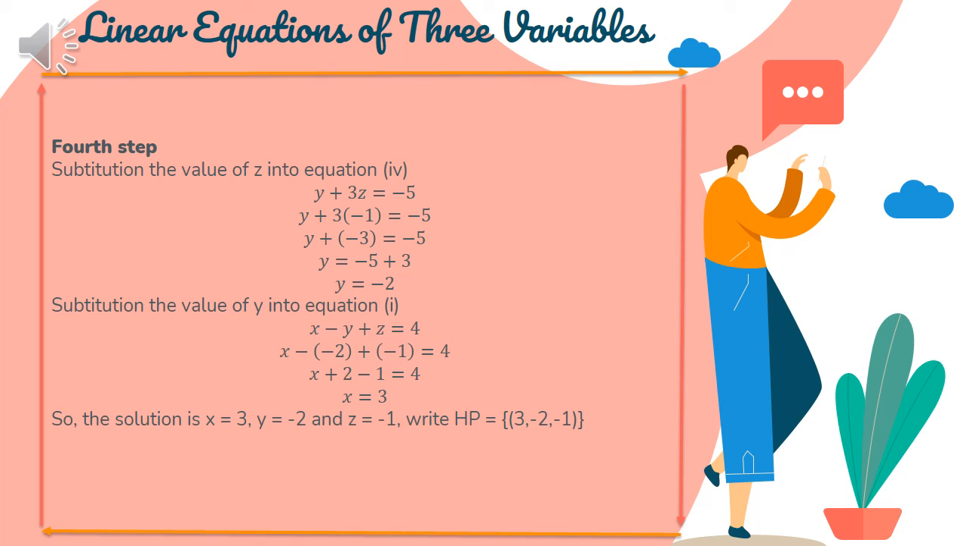Substitute the value of y into the first equation. x minus y plus z equals 4. x minus negative 2 plus negative 1 equals 4. x plus 2 minus 1 equals 4. x equals 3. So, the solution is x equals 3, y equals negative 2, and z equals negative 1. Write the solution set is (3, negative 2, negative 1).